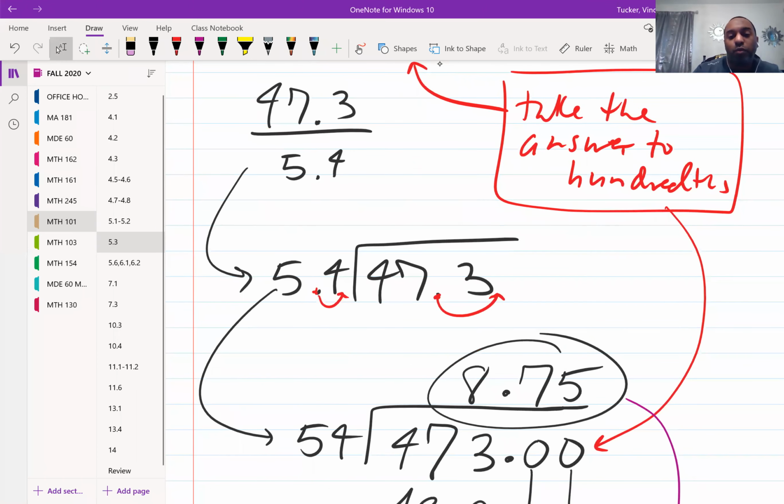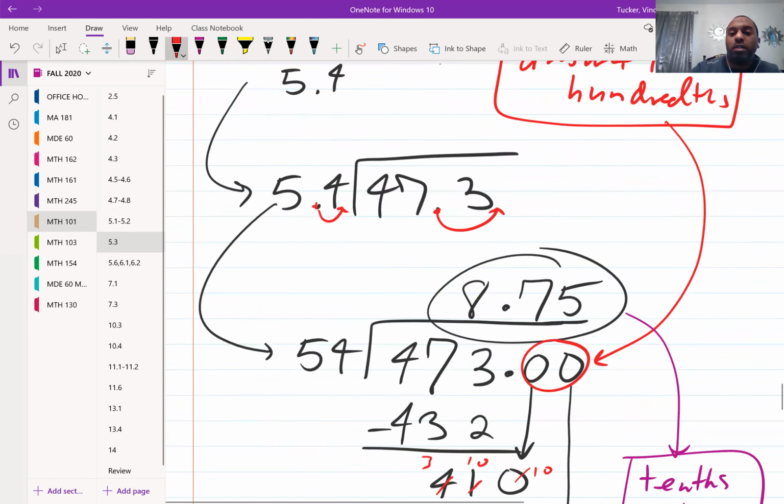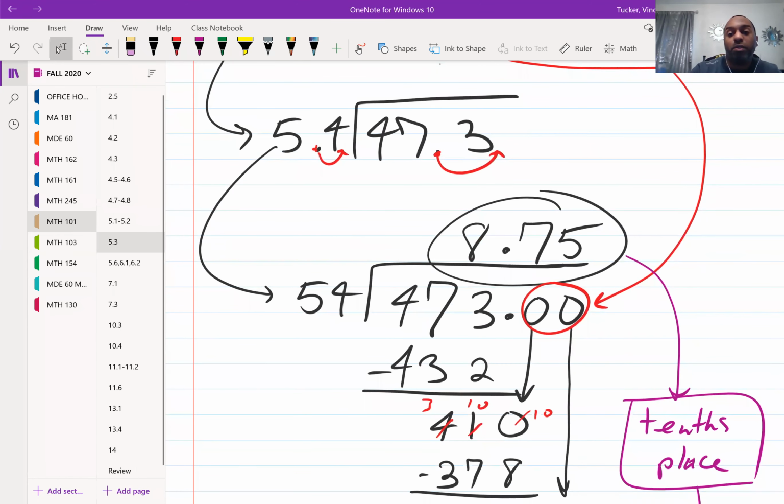So that gives us a new problem of 54 into 473. So I already know I need to take my answer to the hundredth place. So I went ahead and put 2 zeros there because I know I'm not going to go any further than those two numbers. I don't need to because I need to round my answer to the 10th place.